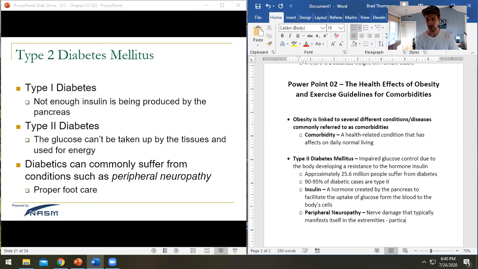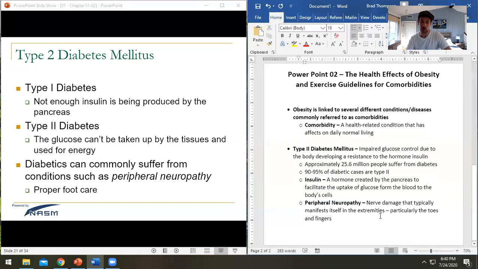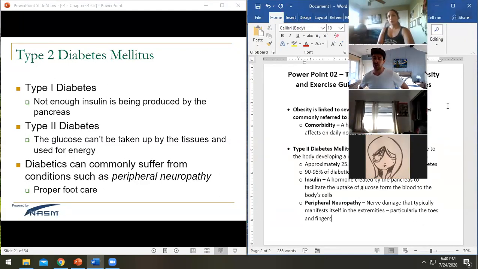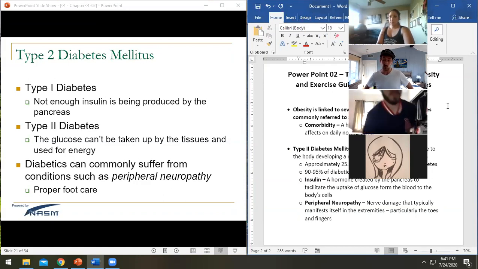It is nerve damage that typically manifests itself in the extremities, particularly the toes and fingers. If you have peripheral neuropathy, you might not be able to feel certain sensations. It can lead to pain in the lower legs and a loss of balance in the lower legs. One of the things that's so dangerous here is that you need to make sure that your clients who are diabetic have proper footwear, which sounds very odd. You're like, what do you mean proper footwear? It's really important to make sure that they wear the right type of shoes when they're working out.